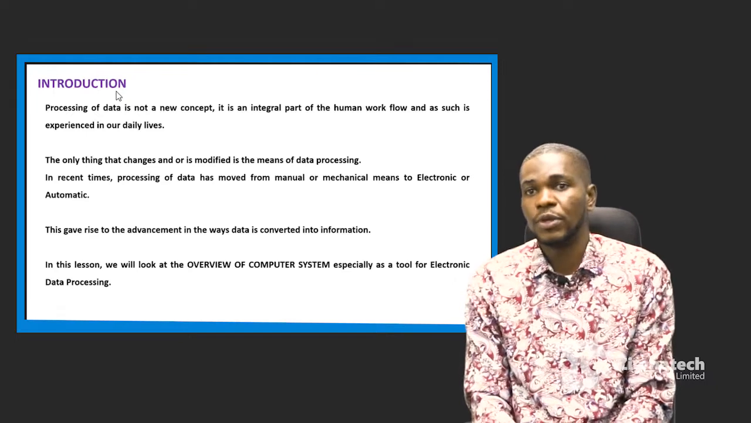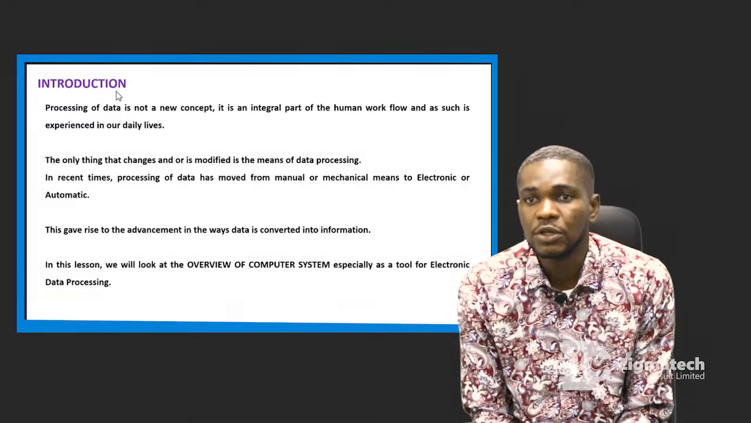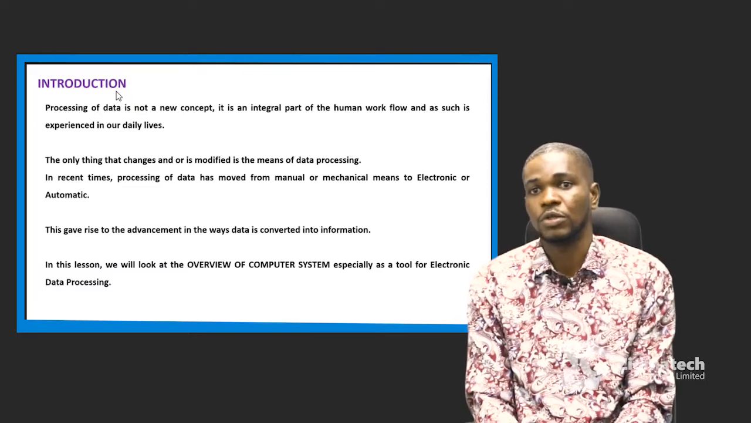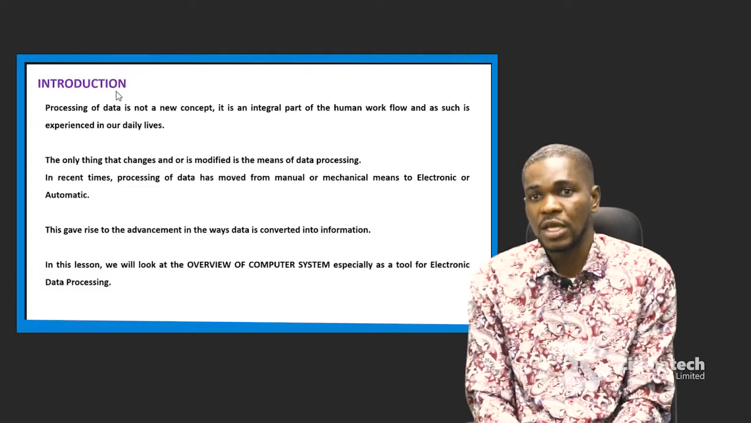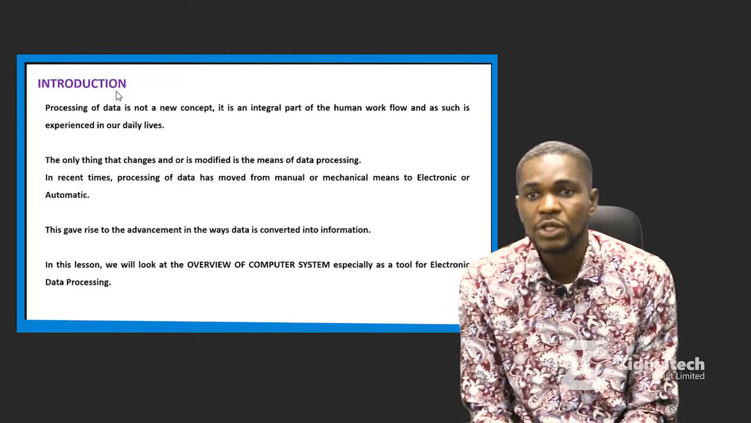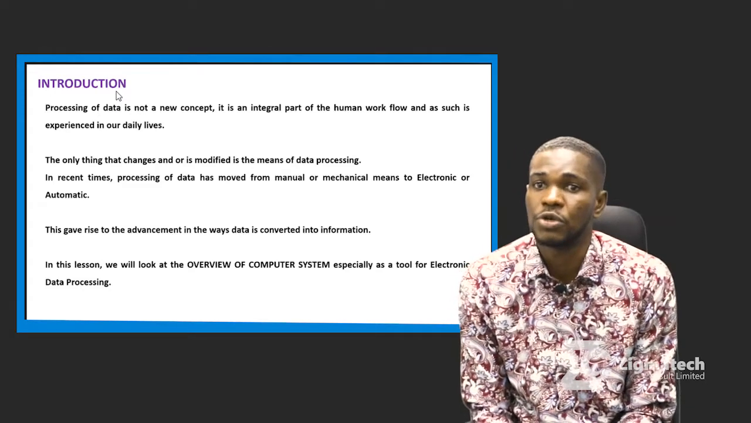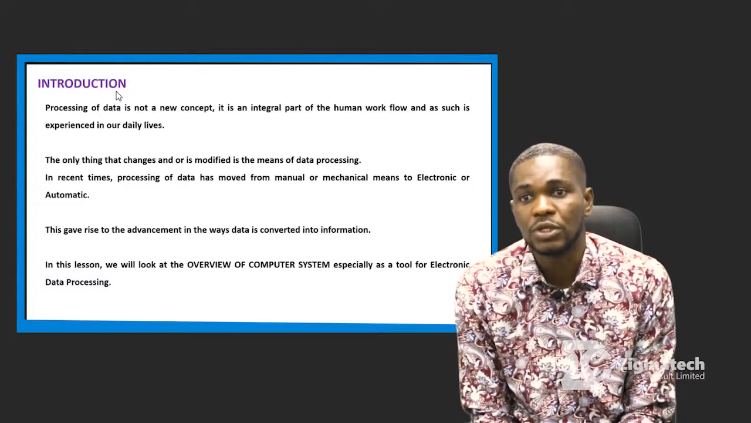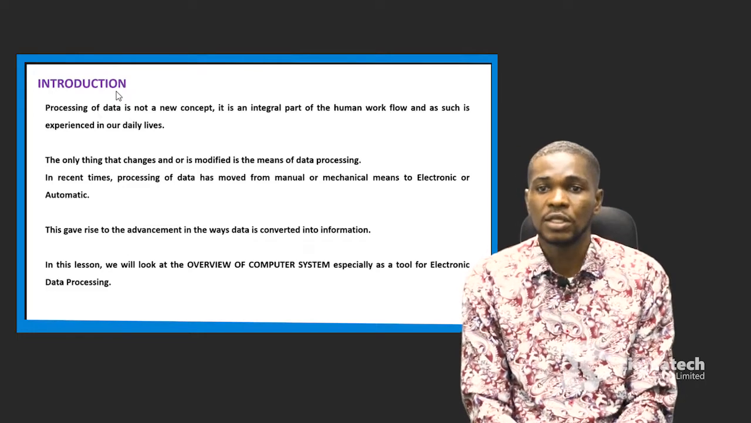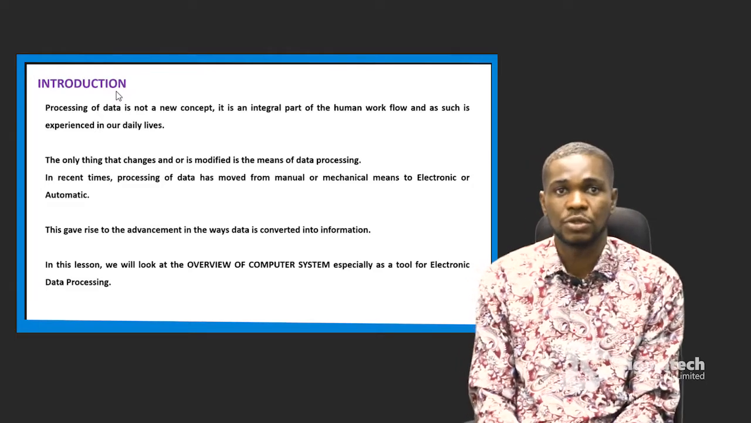Now let's look at a brief introduction of what the overview of a computer system is. We know that processing of data is not a new concept. It is an integral part of the human workflow, as such is experienced in our daily life. The only thing that changes or is modified is the means of data processing. In recent times, processing of data has moved from manual or mechanical means to electronic or automatic. This gives rise to the advancement in the ways data is converted into information. So in this lesson, we'll look at the overview of computer system, especially as a tool for electronic data processing.